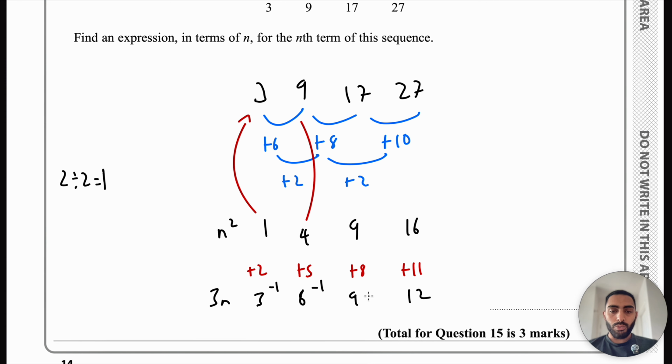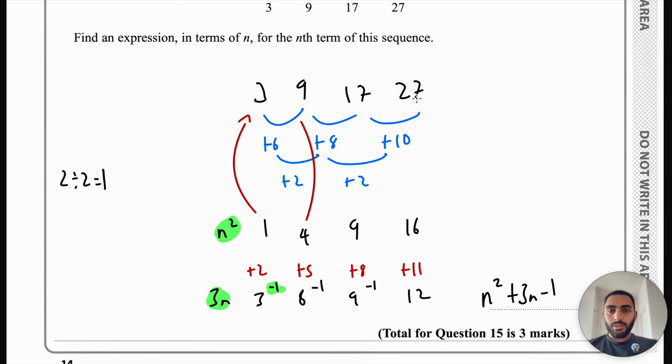From there to there, I've taken away 1. So now I can combine all of these three things. So I've got n squared, 3n, and this minus 1. I just combine all of them, and I can write n squared plus 3n minus 1.